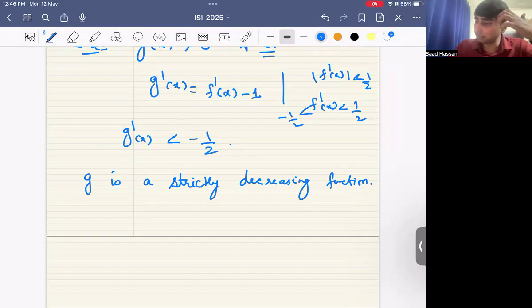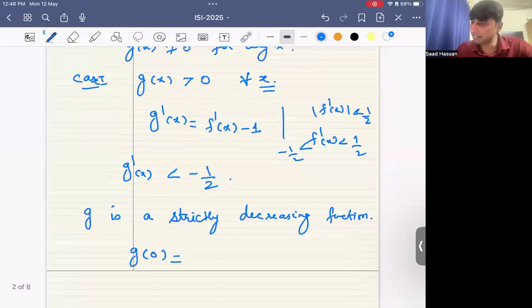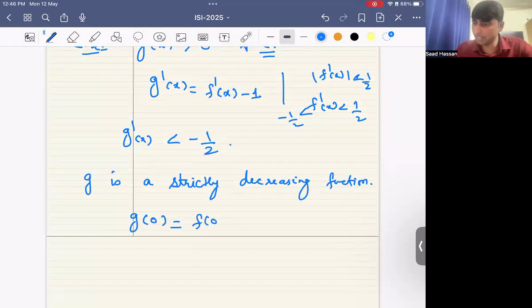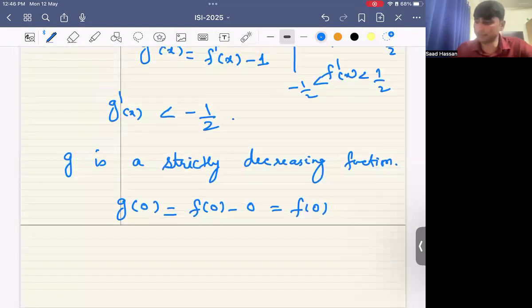And now that we're done with this, say that g of 0 is something. So what's g of 0? So g of 0 is in fact f of 0 minus 0 according to our definition, which is simply f of 0. And g is decreasing fundamentally. g कोई decreasing function है, so there is some x.